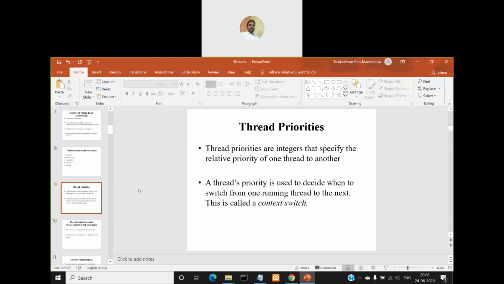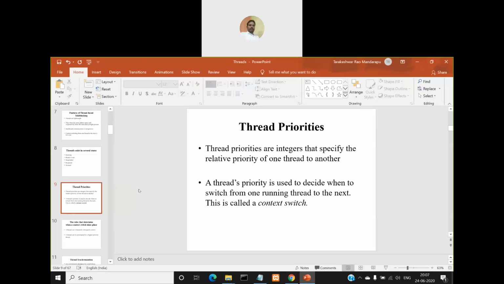Then apart from these thread states, we should also know about something called thread priorities. All the processes which are ready for execution, which are loaded into the RAM, will be waiting in a queue for their chance to utilize the resources and complete their execution. In such a case, we need to give priorities to threads: which thread is to be executed first and which thread next, right? That is nothing but thread priorities.